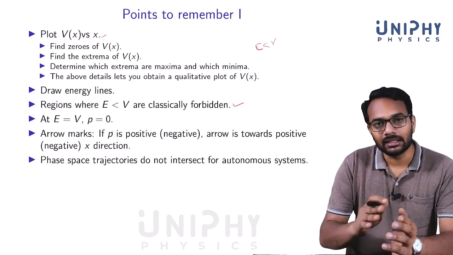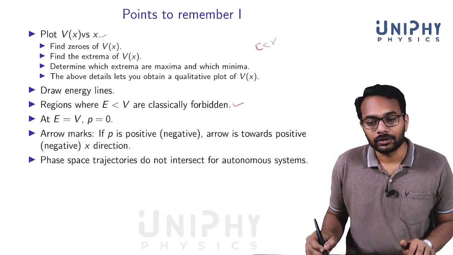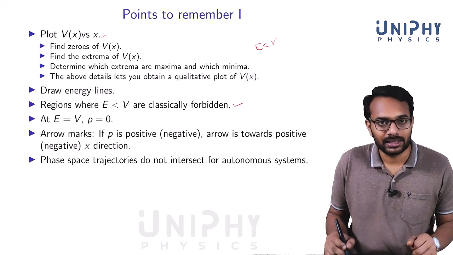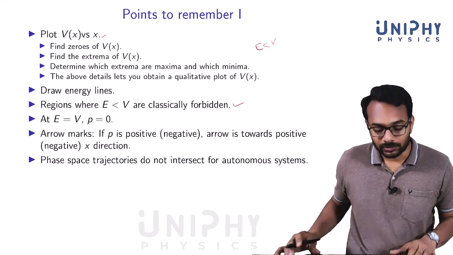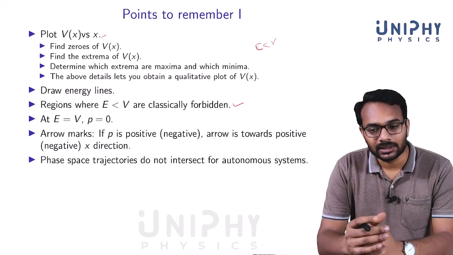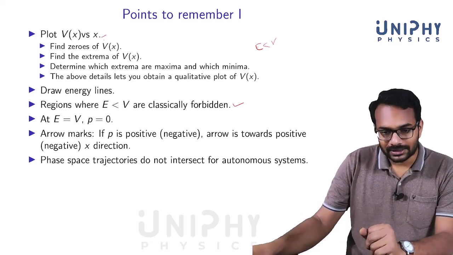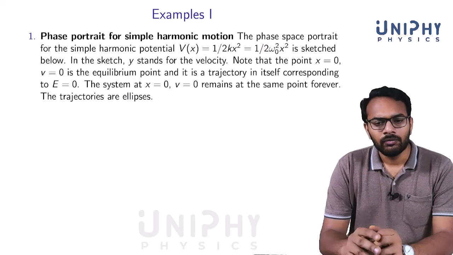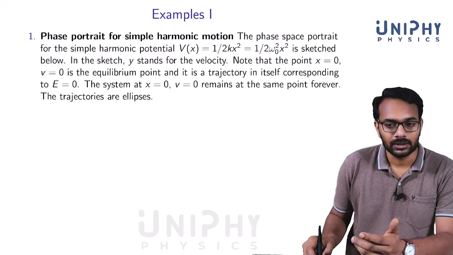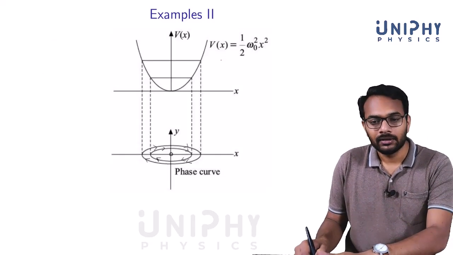Again, we said that we have to put arrow marks on the curves. If p is positive, the arrow should be towards the positive x direction, and if p is negative, it should be towards the negative x direction. Also, we said that the phase space trajectories do not intersect for autonomous systems. That's a statement of the conservation of energy, or reversibility, or determinism. All these things we have discussed. We also discussed the problem for simple harmonic motion. We already know the plot for half kx square, but you could try to plot this using the steps that we highlighted. Let's go to the next problem.